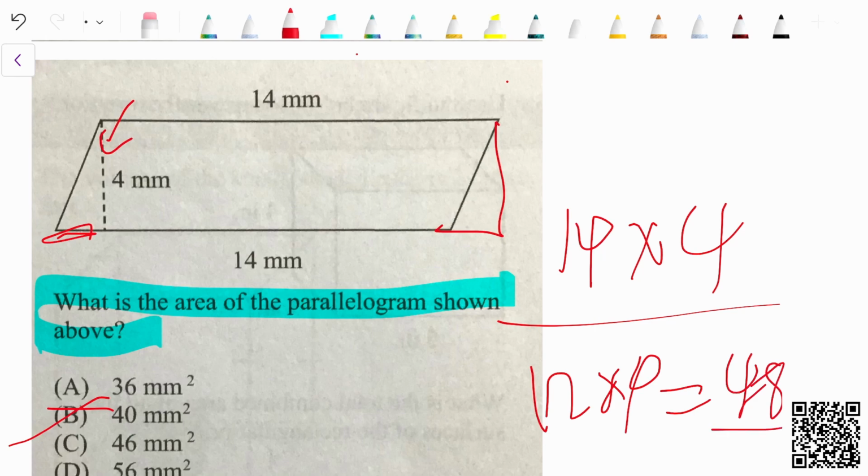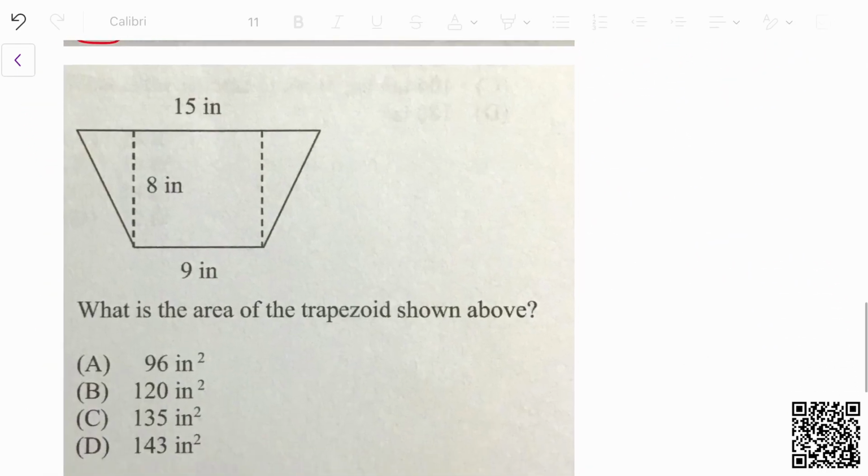So 14 is greater than 12. And when multiplied by the same thing, 14 multiplied by 4 has to be more than 12 times 4. So it has to be something greater than 48. And there's only one number here that's greater than 48, which is D. Moving on to the last question.